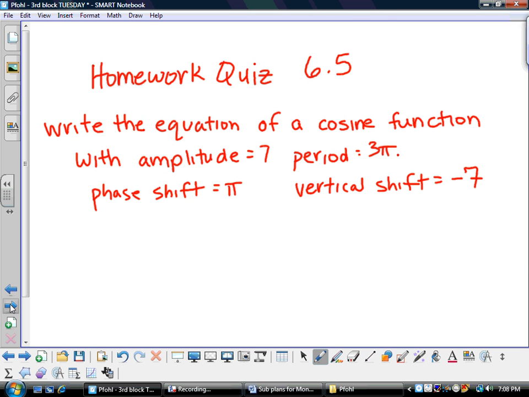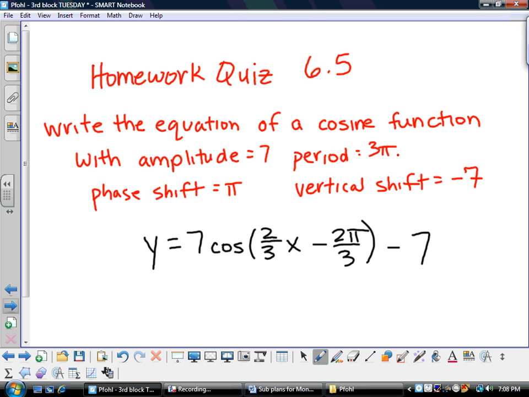Your equation should be y equals either plus or minus 7 times the cosine of 2/3 x minus 2 pi over 3 minus 7. The way that you would get that answer is, remember, the period equals 2 pi over b. So in this case, 3 pi equals 2 pi over b. Multiply both sides by b, and then divide by 3 pi. That's how I got a b value of 2/3.